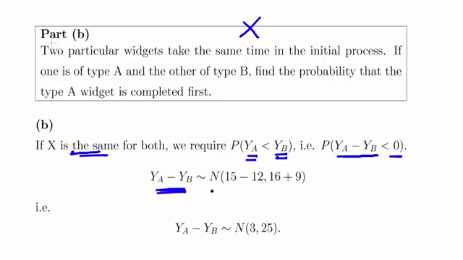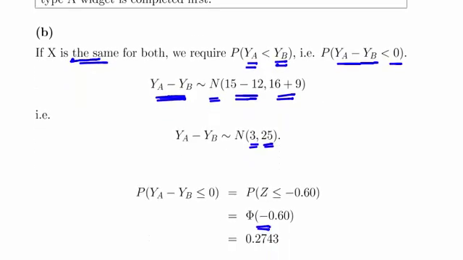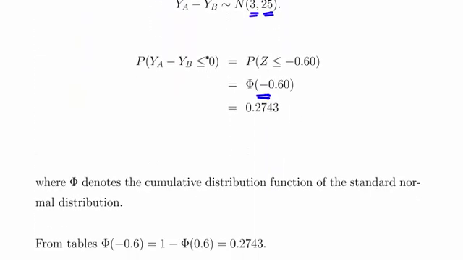So the difference of these random variables is as follows. YA minus YB is normally distributed with a mean of 15 minus 12, which is 3, and a variance of 16 plus 9, which is 25 minutes squared, so a standard deviation of 5 minutes. So essentially what we have to do is calculate the probability that YA minus YB is less than 0. Not that it matters for continuous random variables, but for consistency I'll write less than. This equals the probability of a Z score of less than 0 minus 3 over 5, which is minus 0.60.